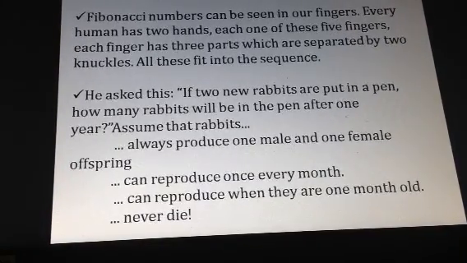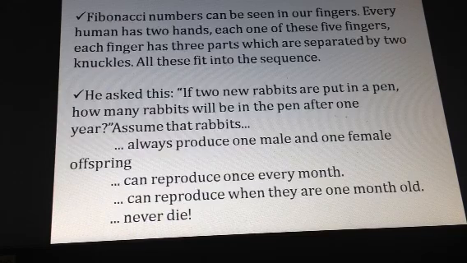Tingnan nyo yung kamay nyo. Bawat tao, merong dalawang kamay. Sa dalawang kamay, lahat tayo ay may 5 fingers. Ang isang finger, meron siyang 3 parts. Kung mapapansin natin, yung knuckles natin, yung pinagkikiluan ng ating daliri, we have 2. So, all this fit into the sequence. This is an example of Fibonacci numbers.